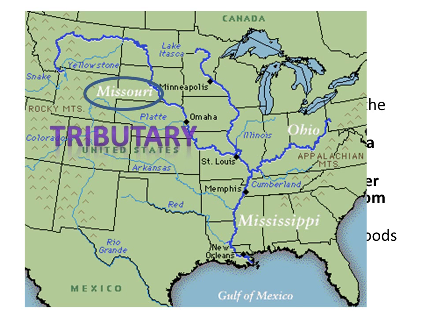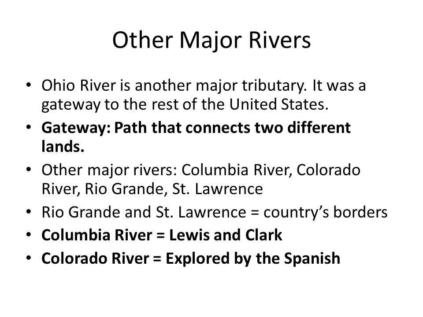That's the Missouri, and that's a major tributary of the Mississippi. Other major rivers: there's a river called the Ohio River. It was considered, and is still considered, a gateway path to the rest of the United States. And it's a gateway particularly because explorers would often use this river to go to the other lands in the United States.